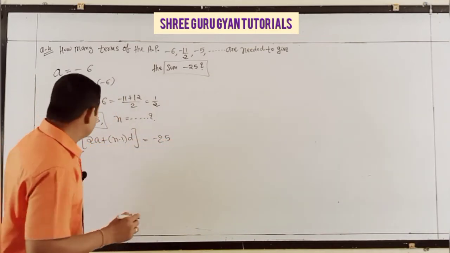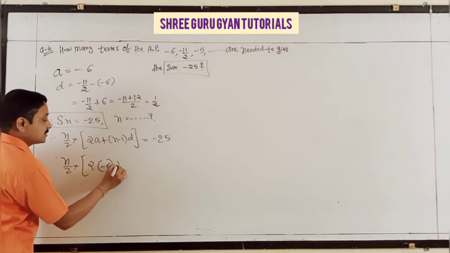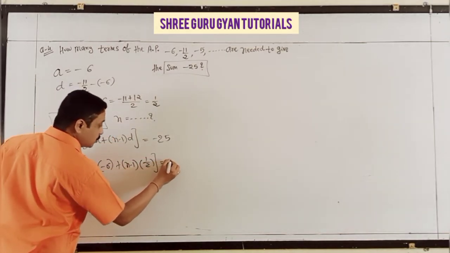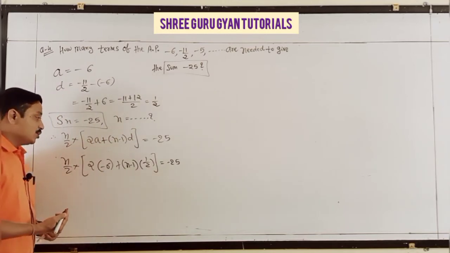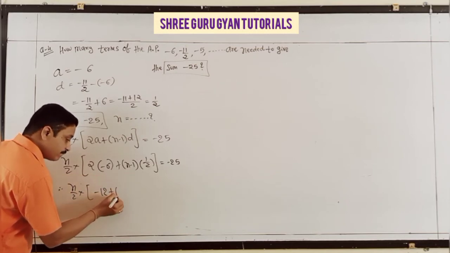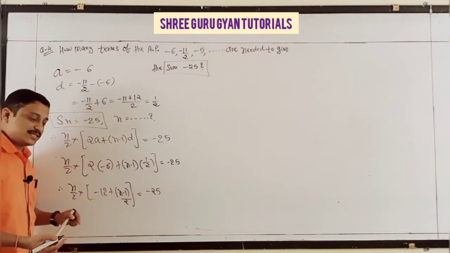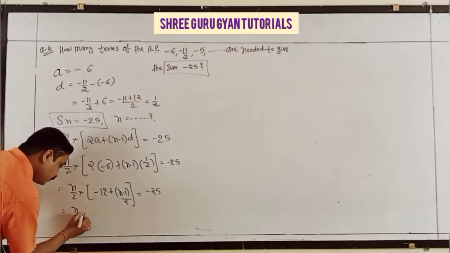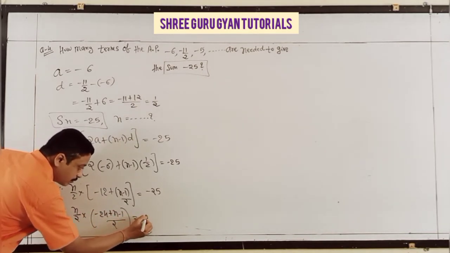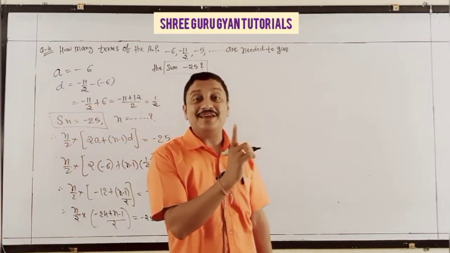That is a summation. So n is unknown, a is minus 6, and d is a half, and minus 25 as usual. So you can calculate further. n by 2 same, 6 to the 12, and that also same, taking LCM 2. So n by 2, here 12 to the 24, plus (n minus 1) by 2, and minus 25 as it is. Now you simplify till you get n, your answer.